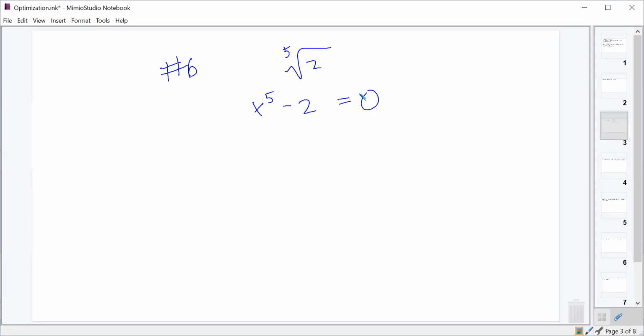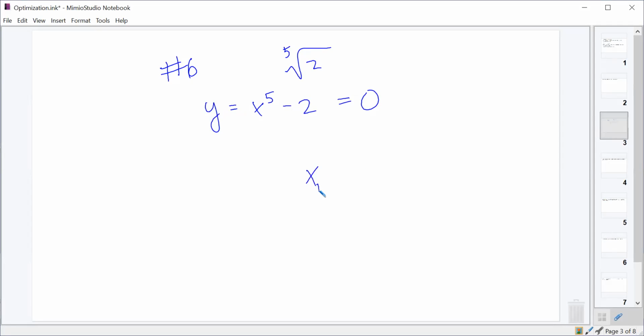So if you said y equals x to the 5th minus 2 as your function, then you should be able to use Newton's method to approximate the x-intercept of that, and the x-intercept should be the 5th root of 2, the value that we're looking for. Does that sort of make sense?